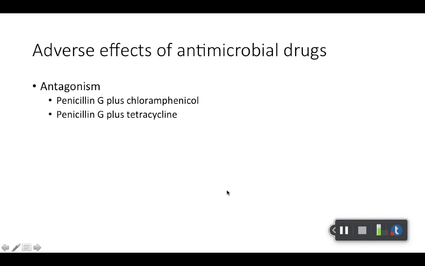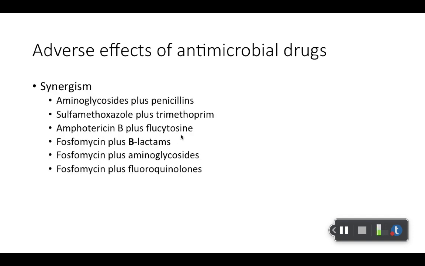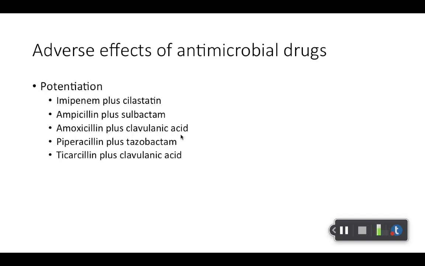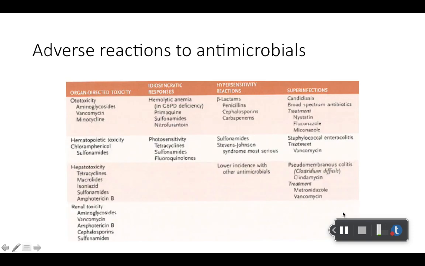Antagonism. So there are just a couple of examples of drug interactions you have to be concerned about with antimicrobials. So for the antagonism, potentiation, and synergism, again, don't necessarily worry about memorizing those. But one thing I noticed too: this is actually beta-lactams and then amphotericin B. So amphotericin B is a drug name, and then this is supposed to be a beta. So if you guys could change that, that's beta-lactams.